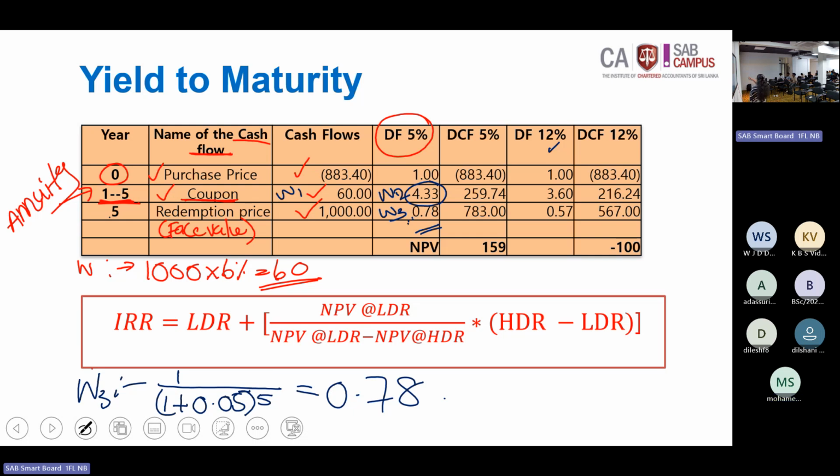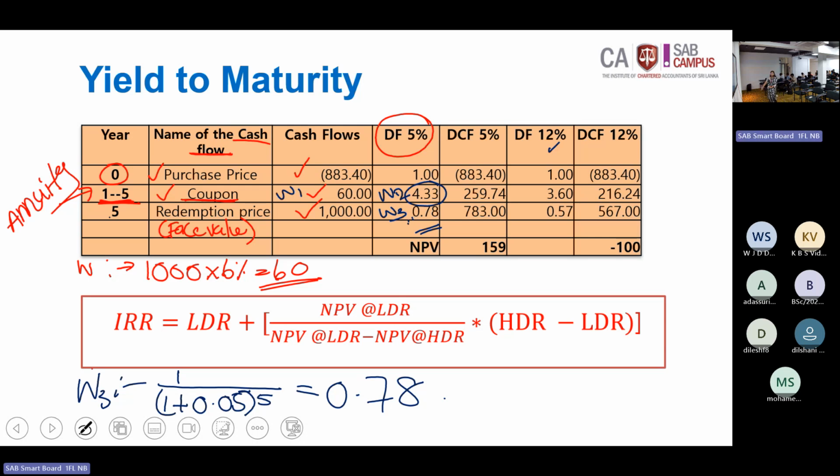Okay. Now, multiply the discount factor with the cash flow and take the discounted cash flows. What is that? Discounted cash flow. 883.4 multiplied by 1, again minus 883.4. 60 multiplied by 4.33 is 259.74. The last year, the redemption price multiplied by the discount factor 0.78 gives us 783.